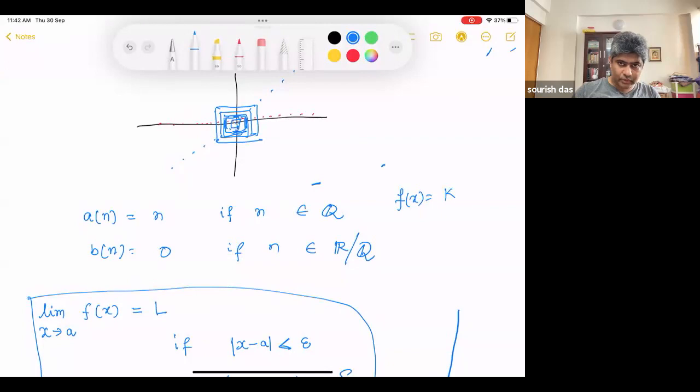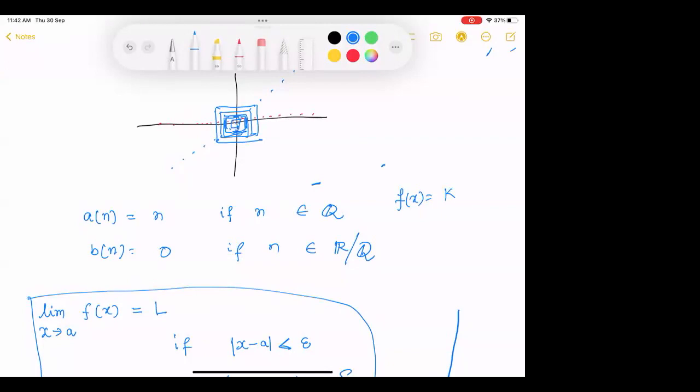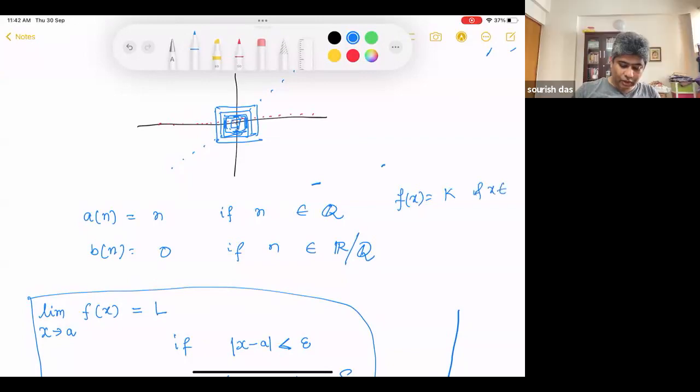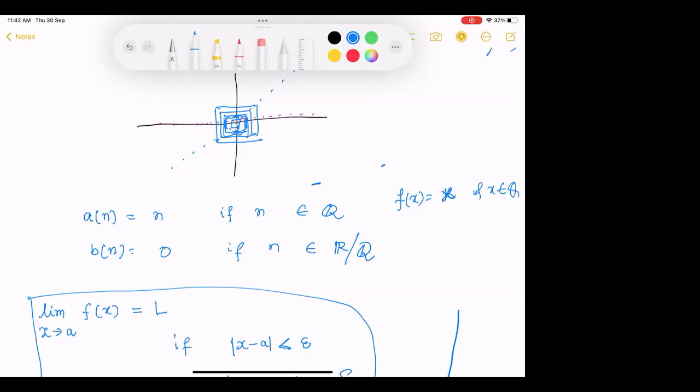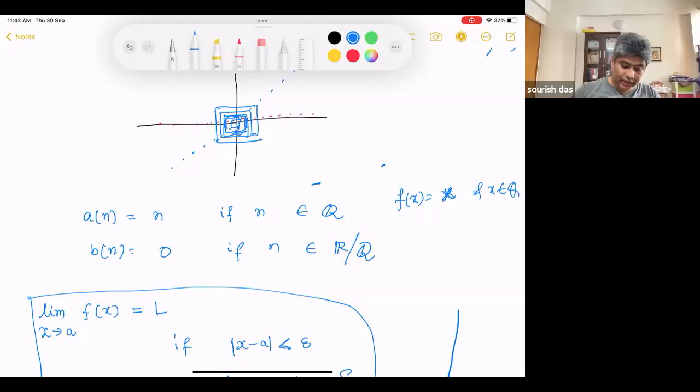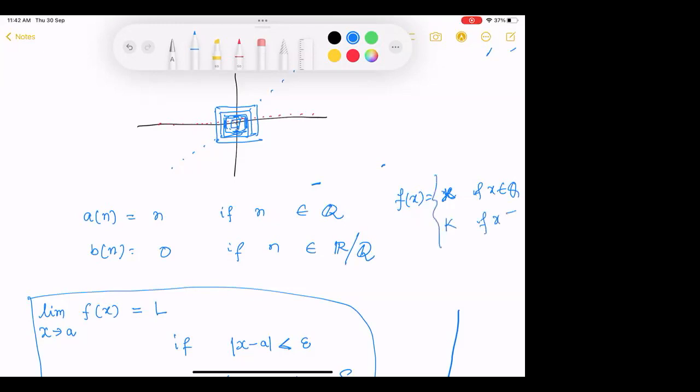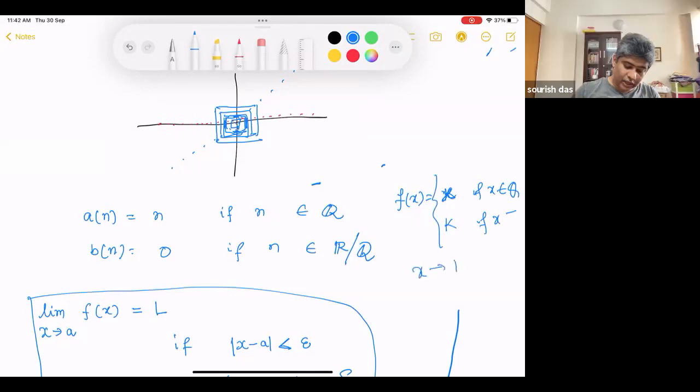So f(x) is equal to k if x is irrational, and f(x) equal to x if x is rational. Okay, fine. Yeah, you can say that. And then x going to k, f of x. Yeah, you can construct the function that way.